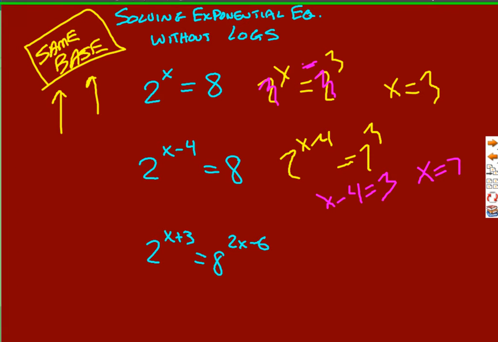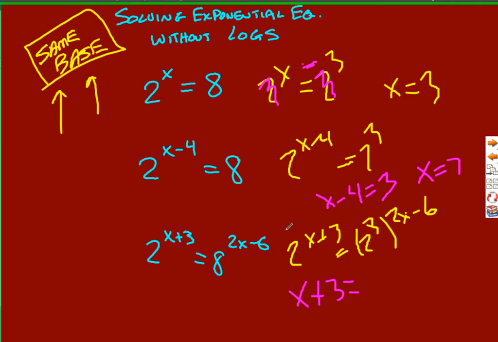For this last one, still 2 to the x plus 3 on the left equals, well, 8 is 2 cubed. That's what's being raised to the 2x minus 6 power. So when I simplify that, because now I have the same base, this is x plus 3 on the left. The right-hand side, I have a power to a power. That means you have to multiply. So you're multiplying this entire thing, almost like you're foiling through. So 6x minus 18 becomes the value on the right.